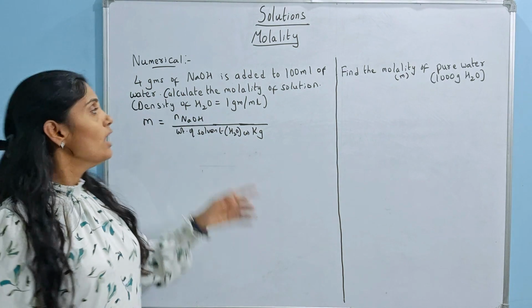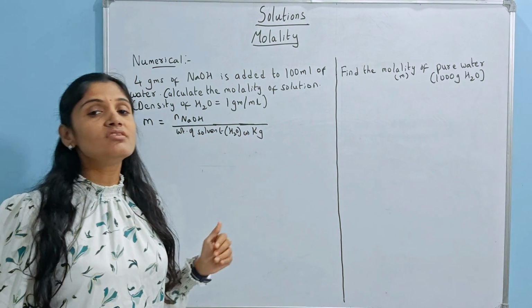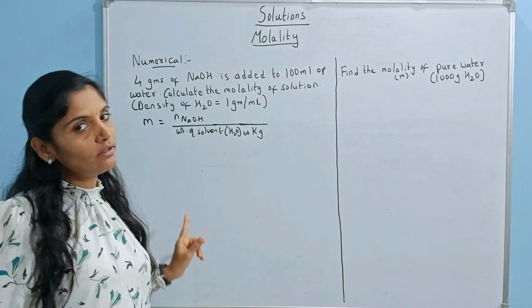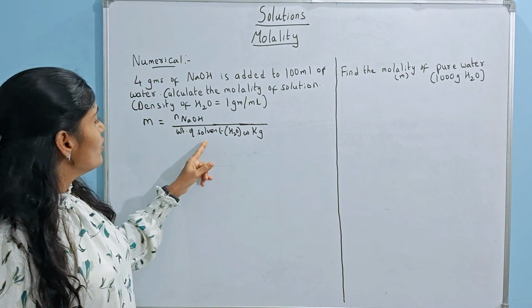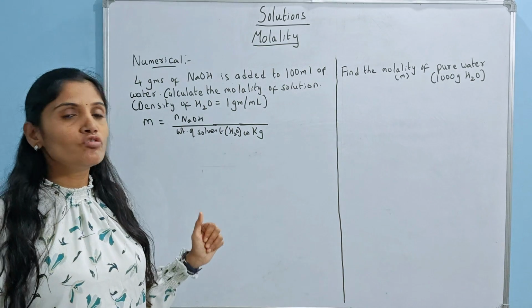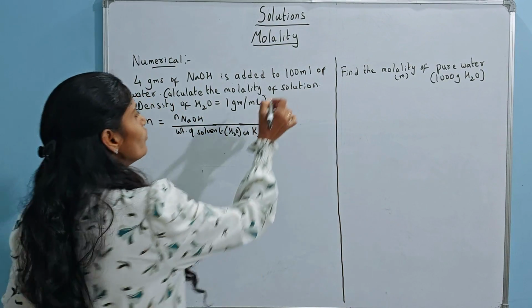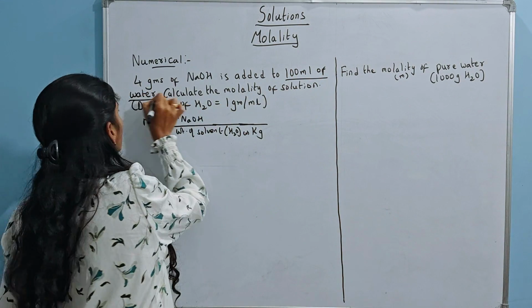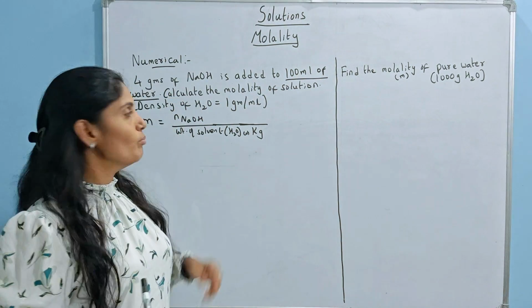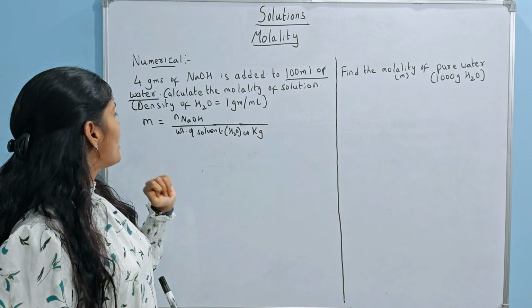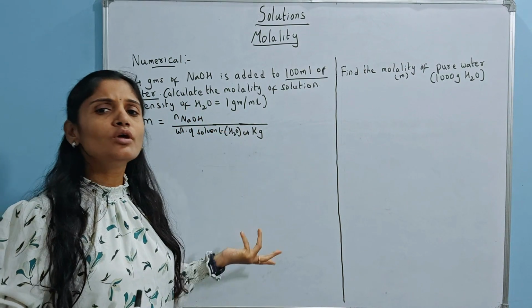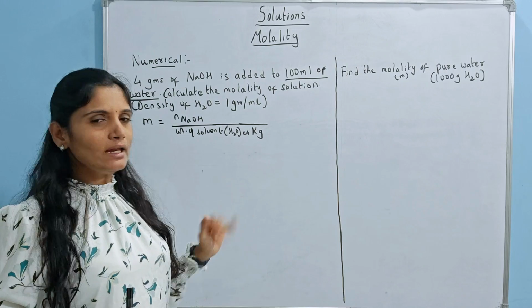What do I need here? I need the number of moles of NaOH. Is it there in the question? No, so we need to find the number of moles of NaOH. Then we need to find the weight of the solvent, which is water, in kg. Is weight of solvent given in the question? No. They have given us volume of the solvent, but they didn't give us mass of the solvent. So we have to find the mass of the solvent. Because we have density of the solvent, which is water, we can easily do that.